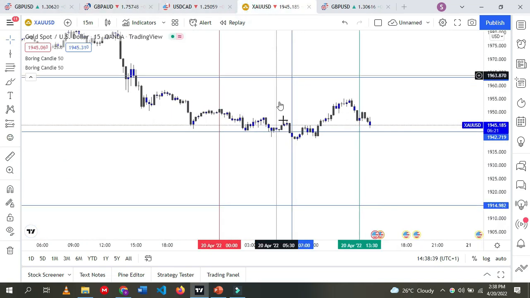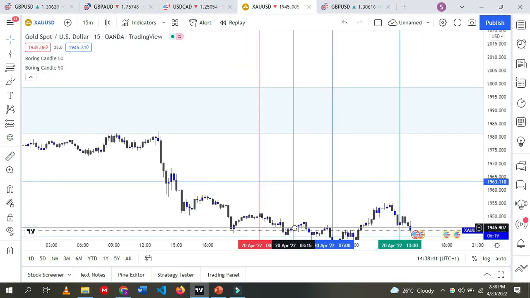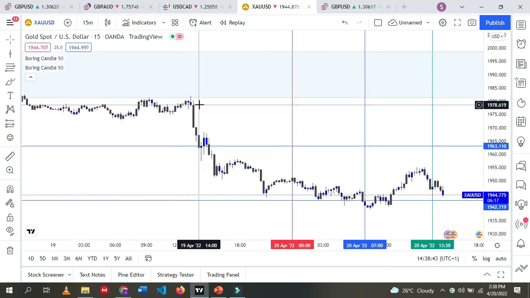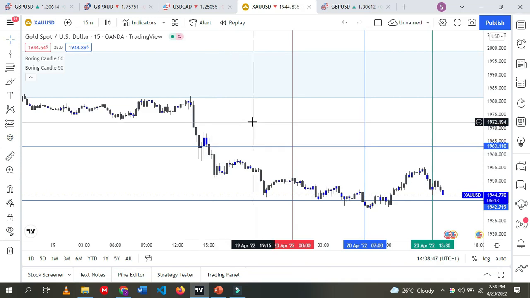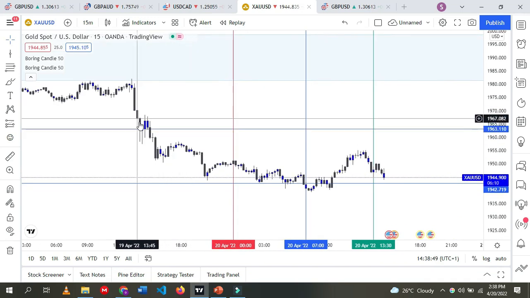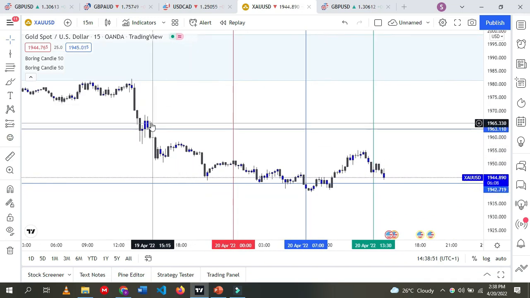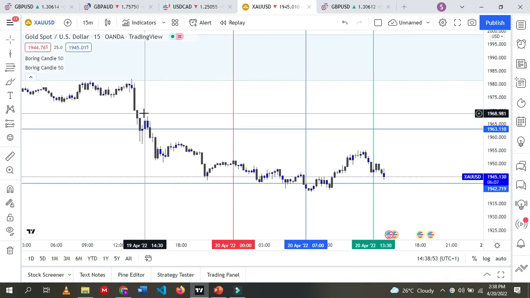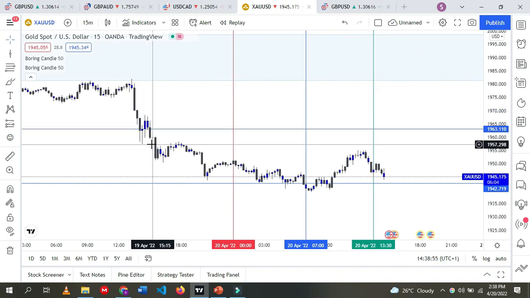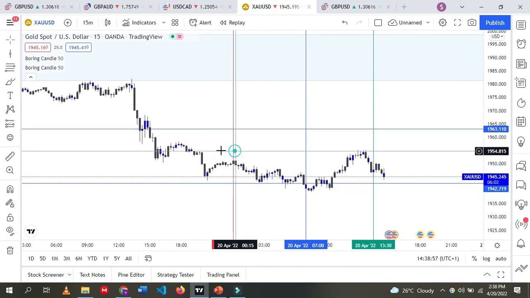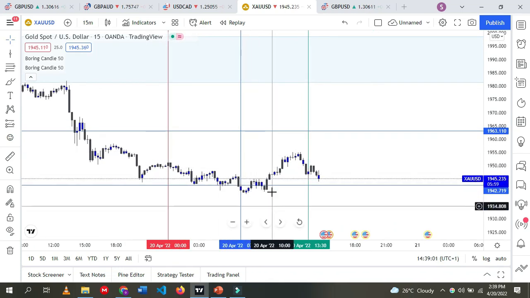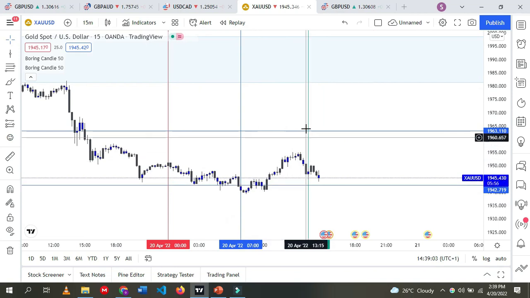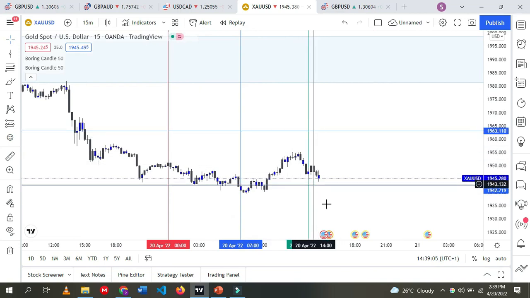Let's see gold. Though gold, I entered gold at this level yesterday. I took profit at this level. So I was expecting price to actually break it here. Now it retested it, but I was not on seat. I was not able to monitor the market. But I know it's coming back to this level now.